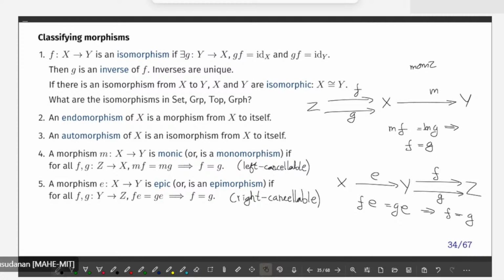Monomorphism is a generalization of what idea? What kind of functions? Injective functions, injections. Okay, so these generalize injections, one-one functions, right? And epimorphisms generalize, obviously, the other one, surjections.